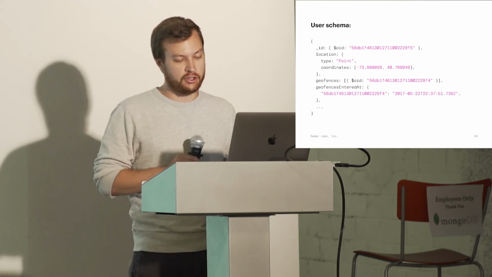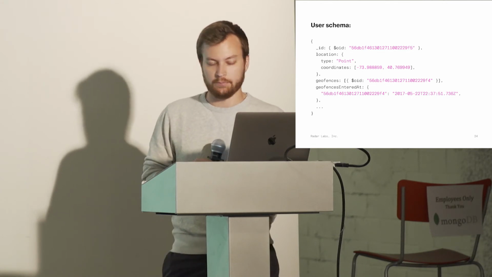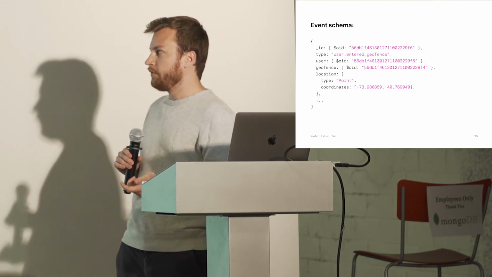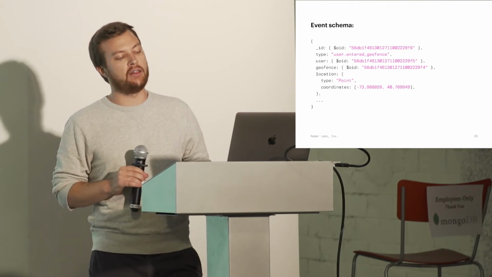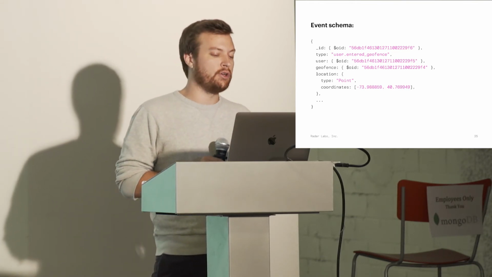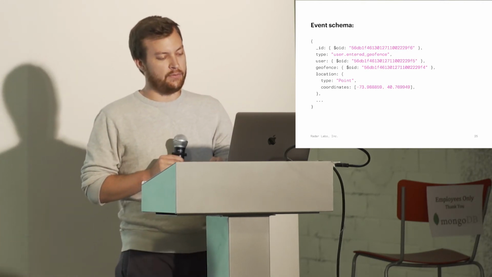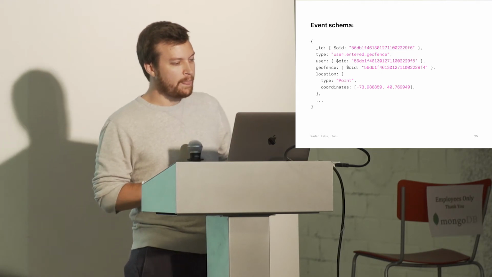And you can use this in conjunction with geospatial query operators and geospatial indexes, which I'll talk about in a second. The last object is an event, which has an ID. It has a type, like user entered geofence. It maps to the user and geofence that the event corresponds to. And we also store the location for which the event was triggered.